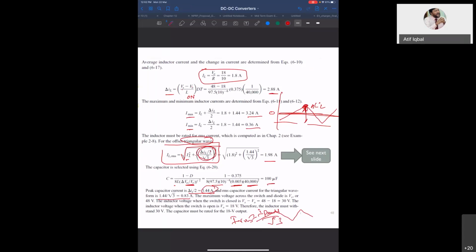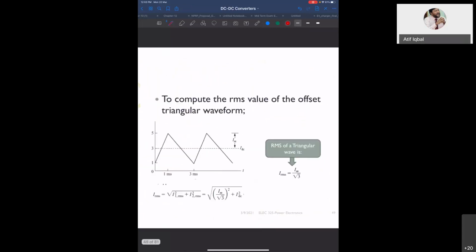Okay. Maximum voltage across the diode is 48 volt. Inductor voltage when the switch is closed is 30 volt. Inductor voltage when the switch is open is 18 volt. So therefore the inductor must withstand 30 volt. Capacitor must be rated for 18 volt output. So this is all on the design.